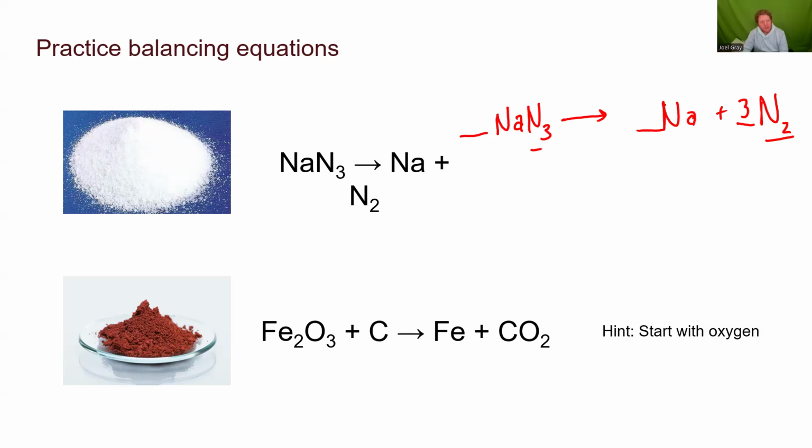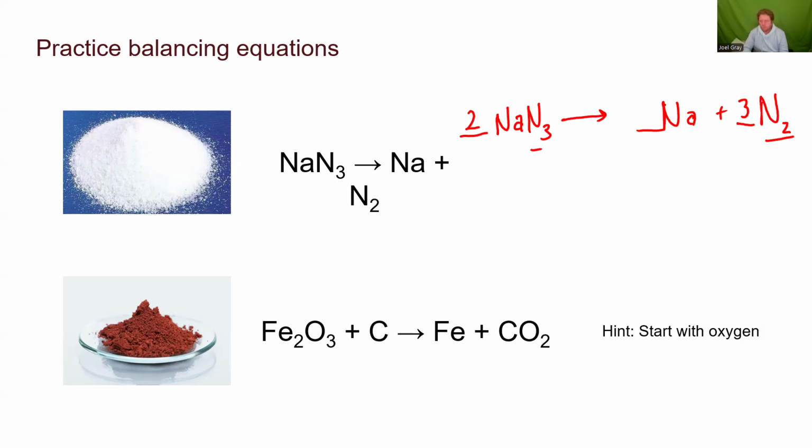Okay. So now I've got 6 nitrogens on my product side. How many do I have on my reactant side? I've still got 3. Oh, Haley, you jumped in front of the question I was going to ask. The question that Haley answered was, what coefficient should I put in front of the NaN3? I should put a 2. Now, does that balance my nitrogens? It does.